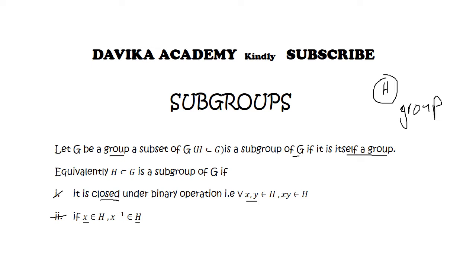So if we are talking about subgroups, we let G be a group and H a subset of G. We say that H is a subgroup of G if it is itself a group. So for H to qualify, it should itself be a group. That should be noted.